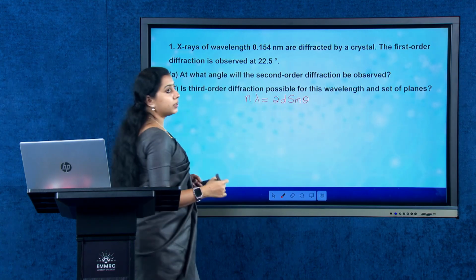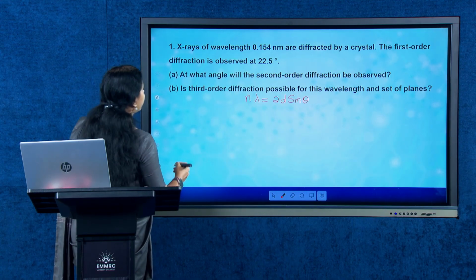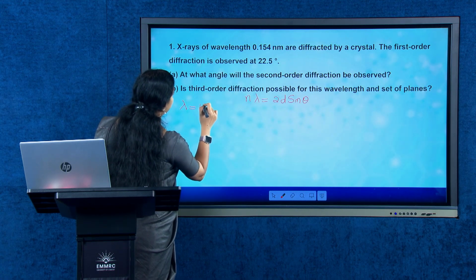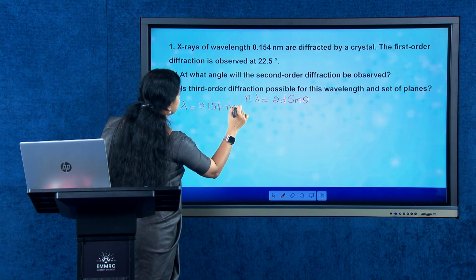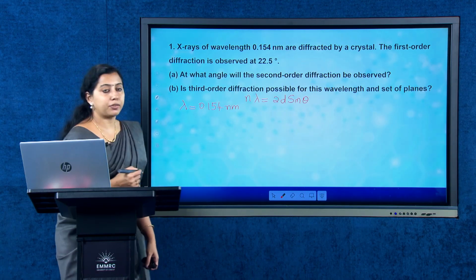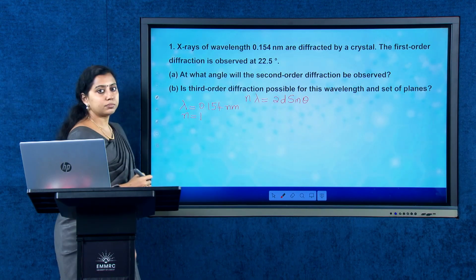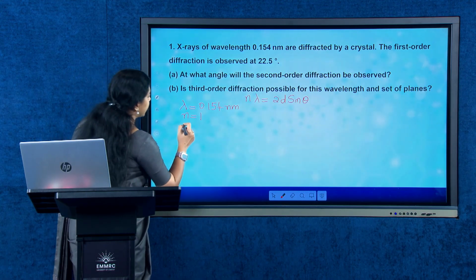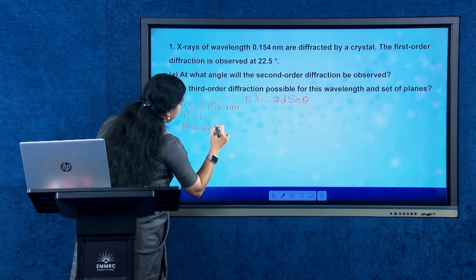Now, let us write down the given parameters in the question. It is given X-rays of wavelength 0.154 nanometers. So, we have lambda equals 0.154 nanometers. Diffracted by a crystal with the first order diffraction. So, first order diffraction means n is equal to 1. The diffraction is observed at an angle of 22.5 degree. So, that means theta is equal to 22.5 degree.